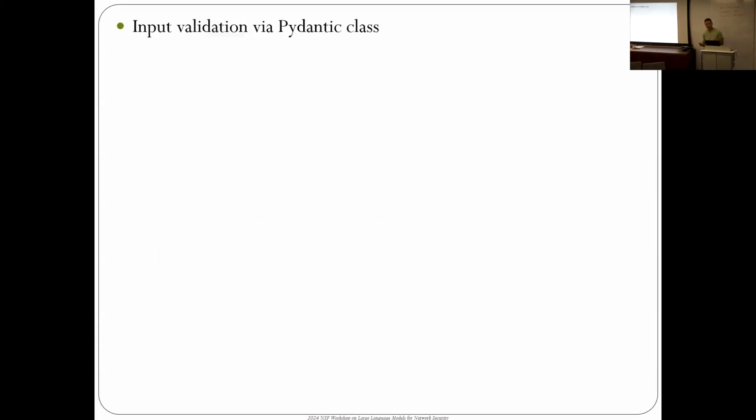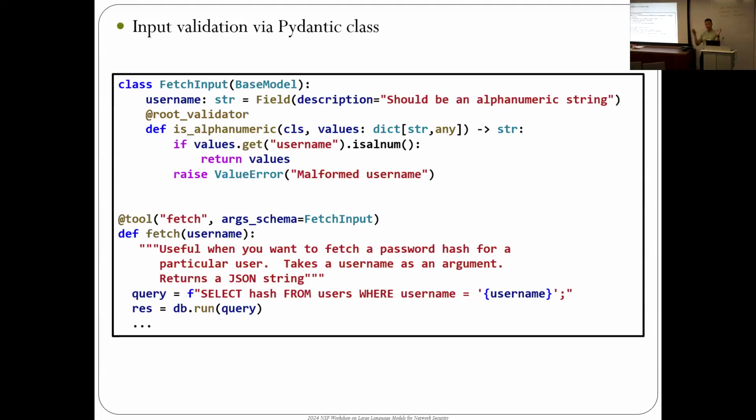So we teach them that they have to use input validation, because the underlying system is not built in a way that can produce secure agents. This time we use Pydantic, which is a way of doing type checks on the input. We say, make sure it's an alphanumeric string. So this is the Pydantic class. Make sure it's alphanumeric. Then when the agent invokes the tool, it enforces the schema.